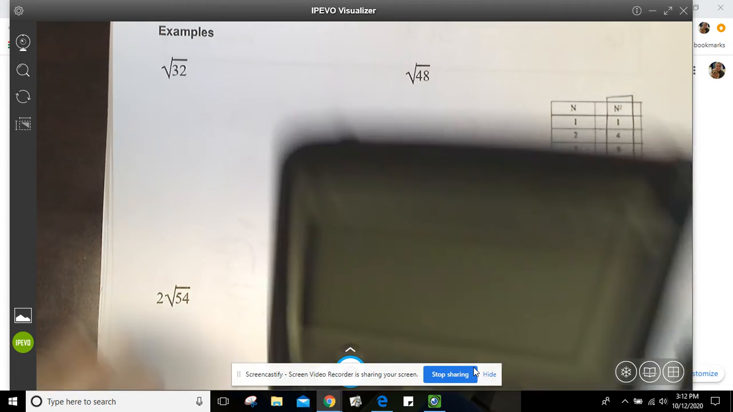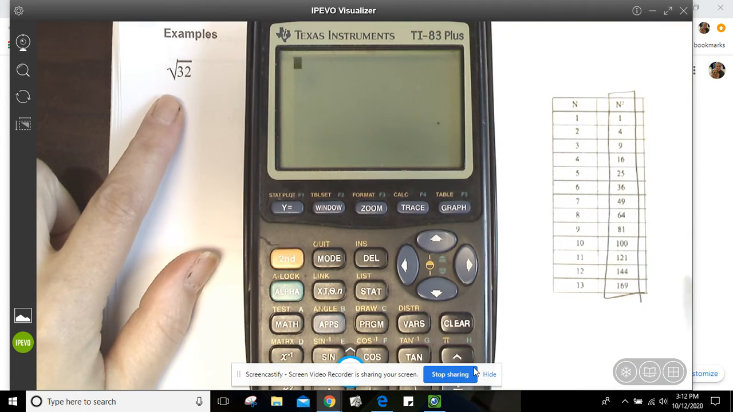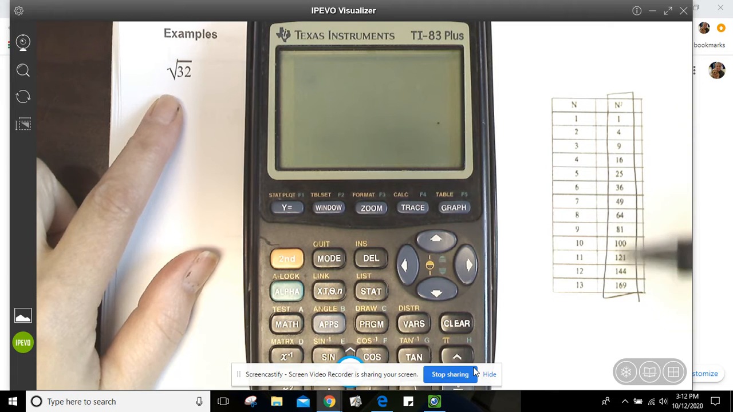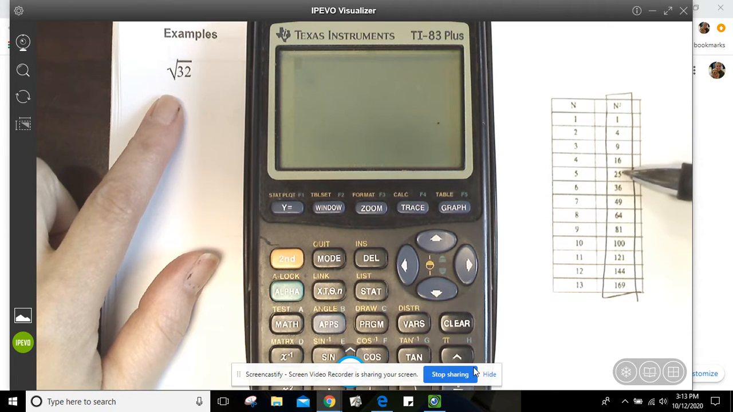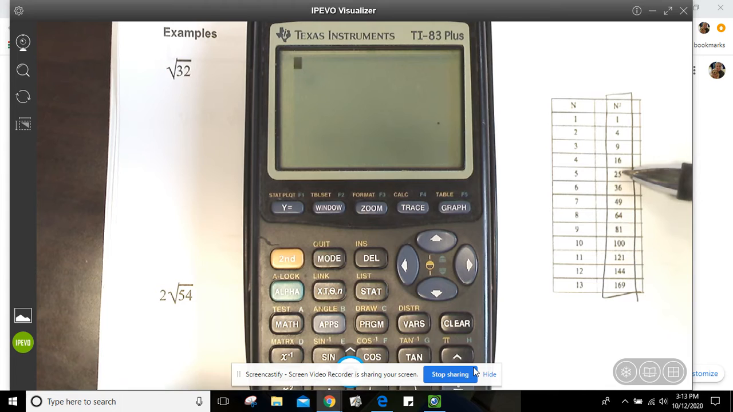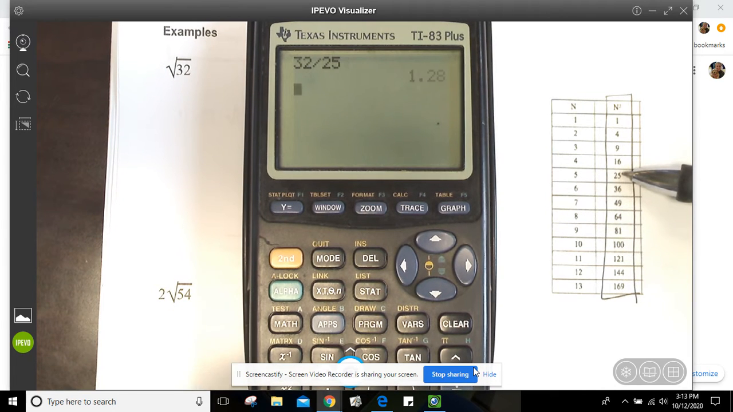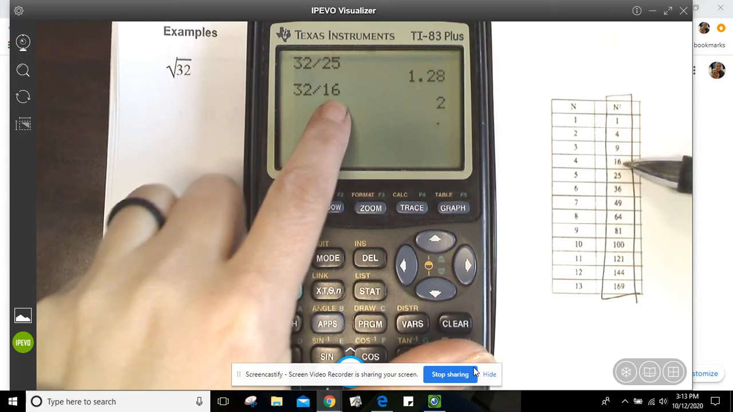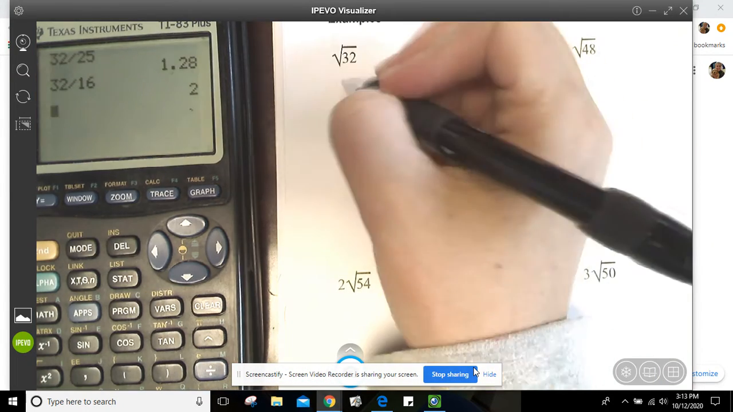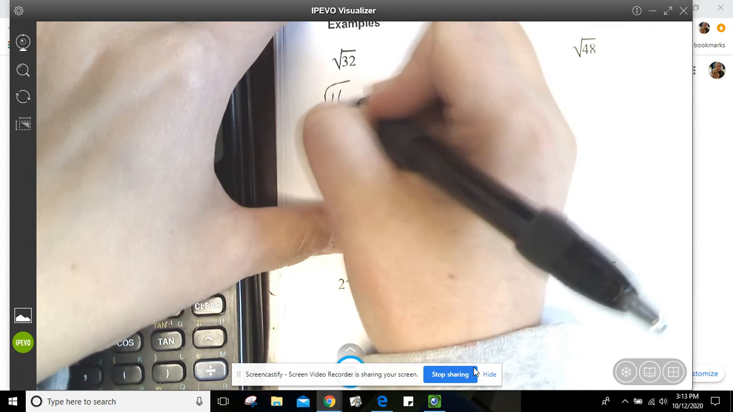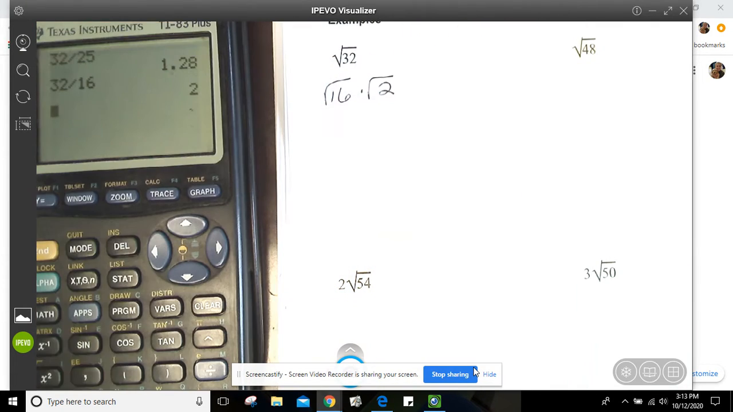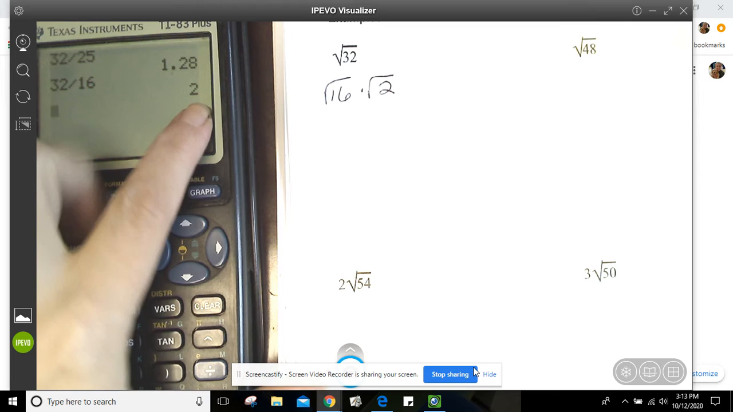So for instance, the first example here is 32. If I'm looking at my perfect squares, I'd probably start at 25. So 32 divided by 25, that doesn't work. So now I'll go to the next one. 32 divided by 16. Okay, so 16 is the perfect square that goes into it evenly. So how you would write this is 32 can be written as root 16 times root 2. It can split up as 16 and 2.